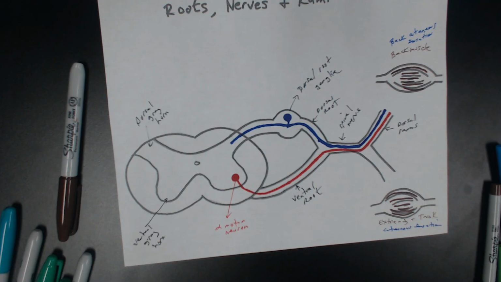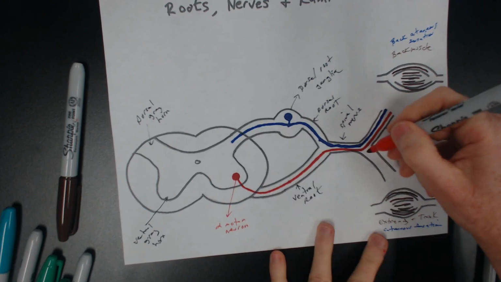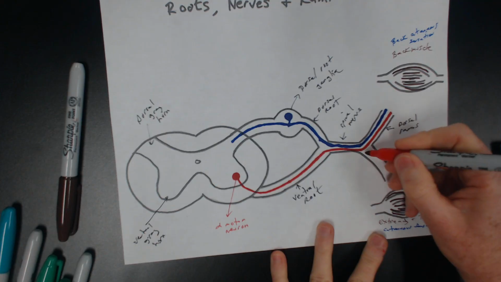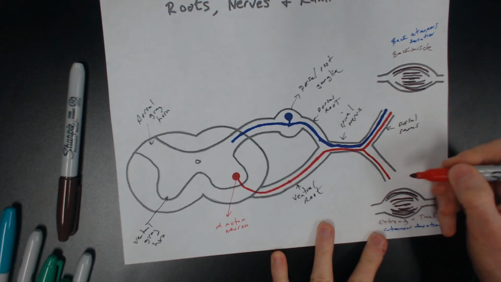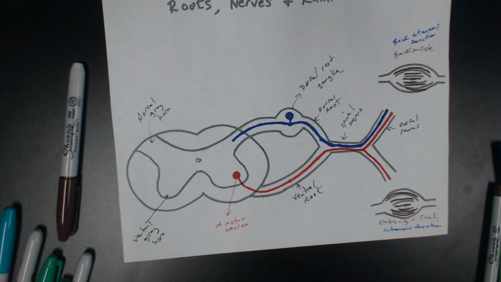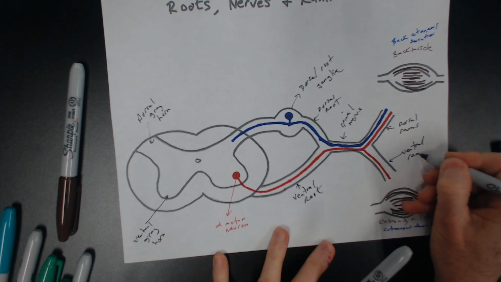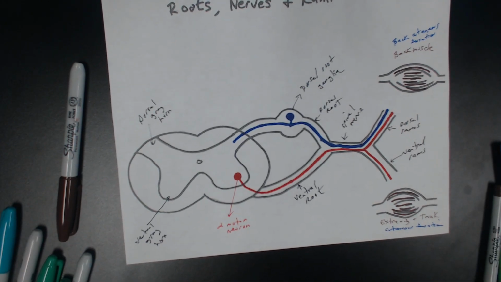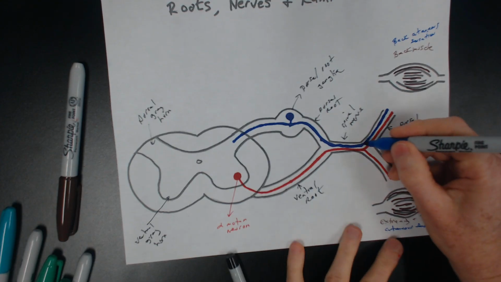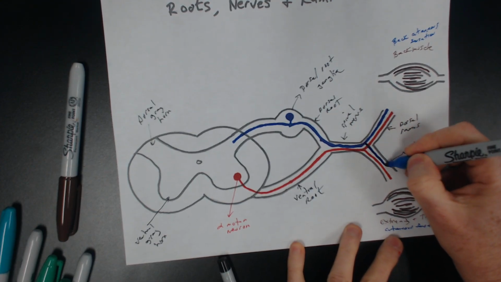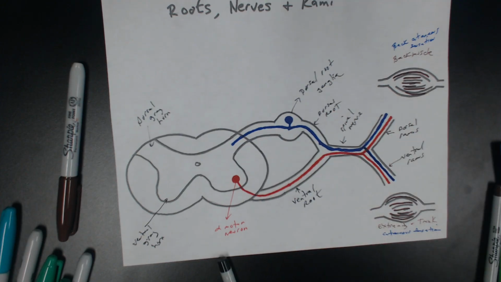Should be pretty straightforward. And then if there's motor information coming through, destined to innervate extremity and trunk muscles, it's going to travel through this structure, and that structure is your ventral ramus. And similarly, dendrites containing cutaneous sensory information coming from extremity and trunk are going to travel through the ventral ramus. Just that simple. Just looking at the two different systems.